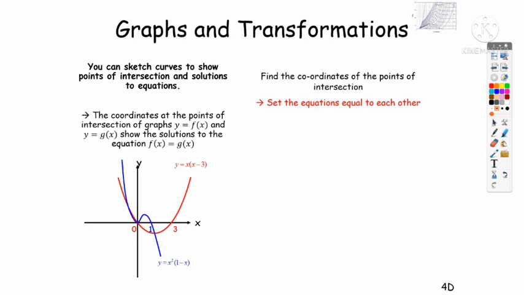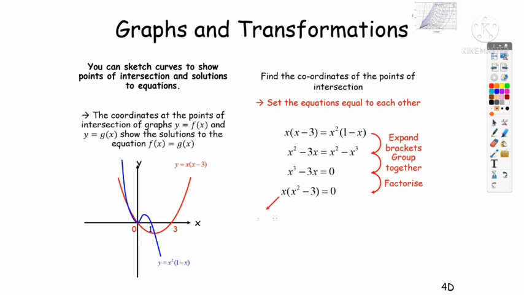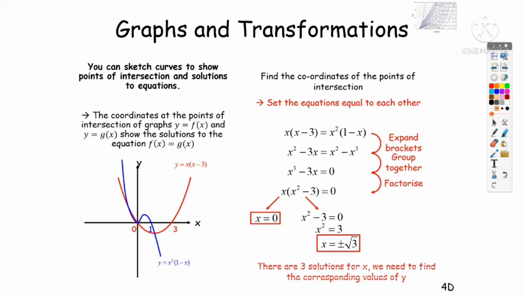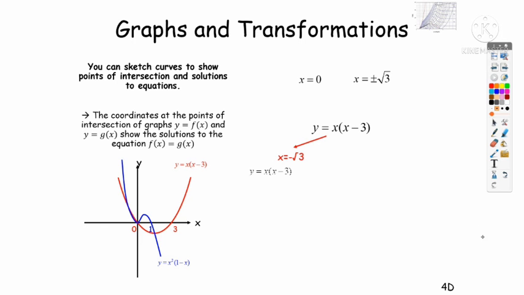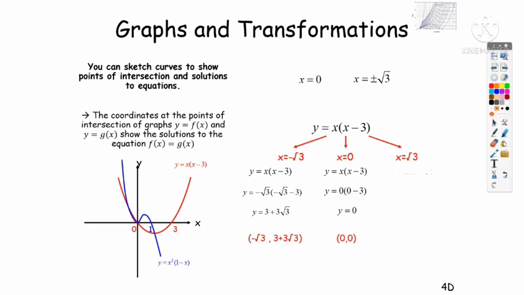So, to find the coordinates of the points of intersection, I want to set the equations equal to each other, like so. So it's simultaneous equations, essentially. Okay, so when I solve that, I get x is 0, and x is equal to plus or minus 3. And to find the y values, I just sub those in. Nice and easy. I find these coordinates of intersection.